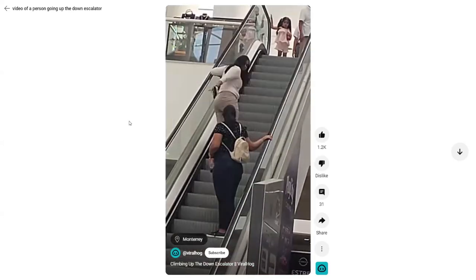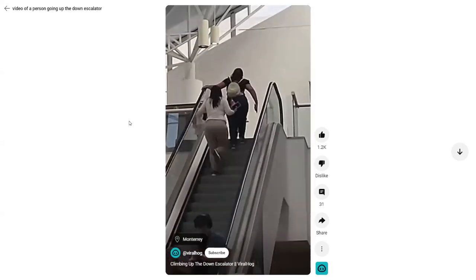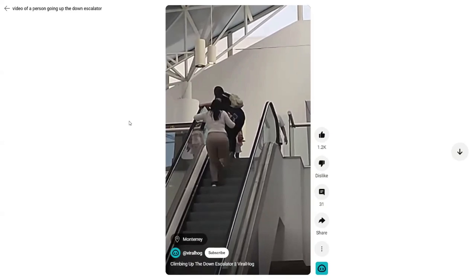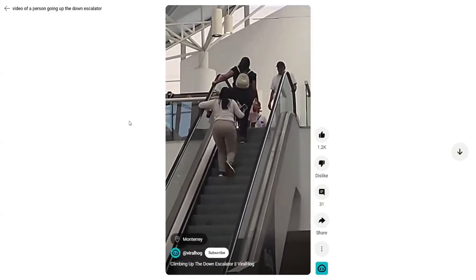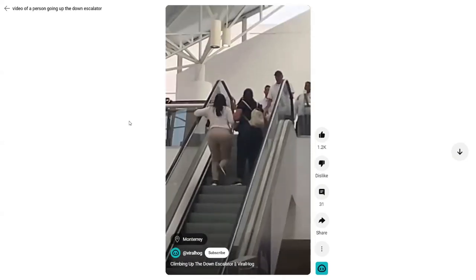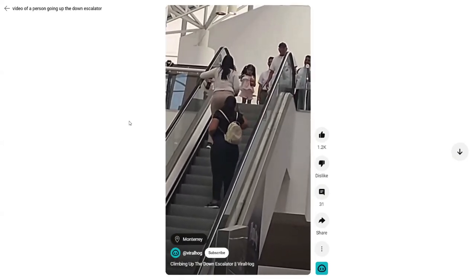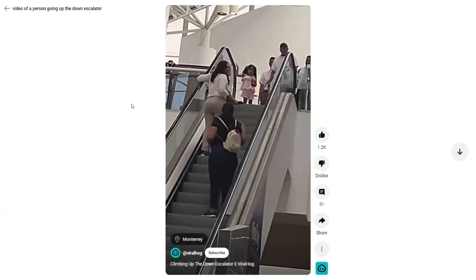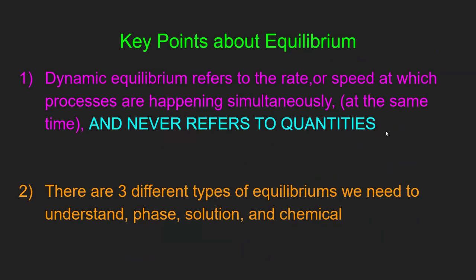So this is the idea of an equilibrium. You could be constantly moving, but if the reverse process is moving at the same speed as the process you're going up, you're going to get what appears to be no movement, even though everything is still actually moving. Okay, so that's basically what we're describing when we describe an equilibrium.